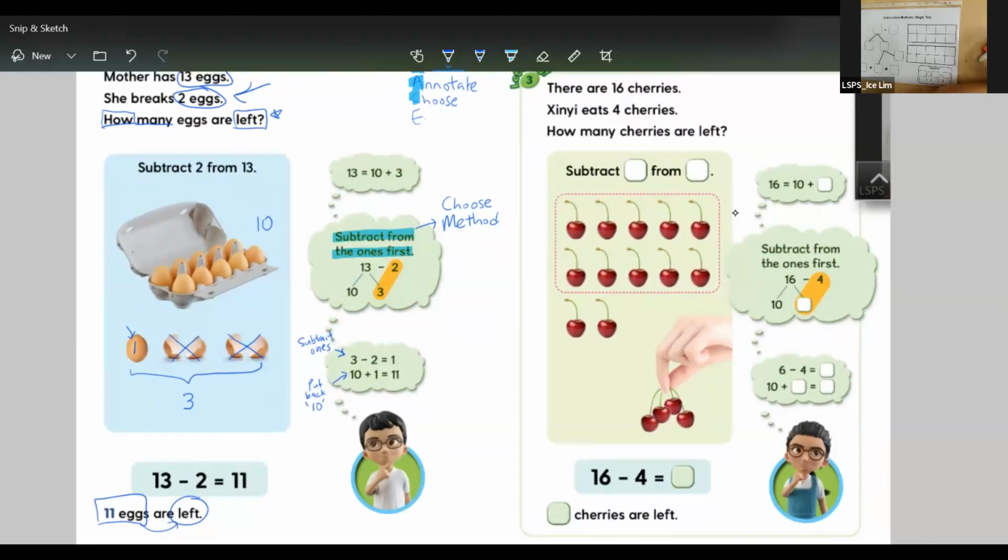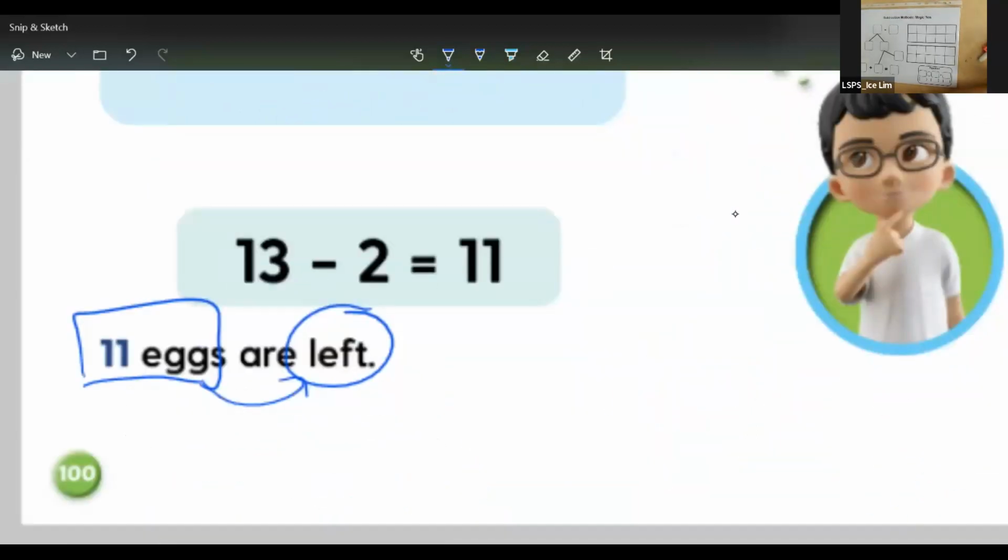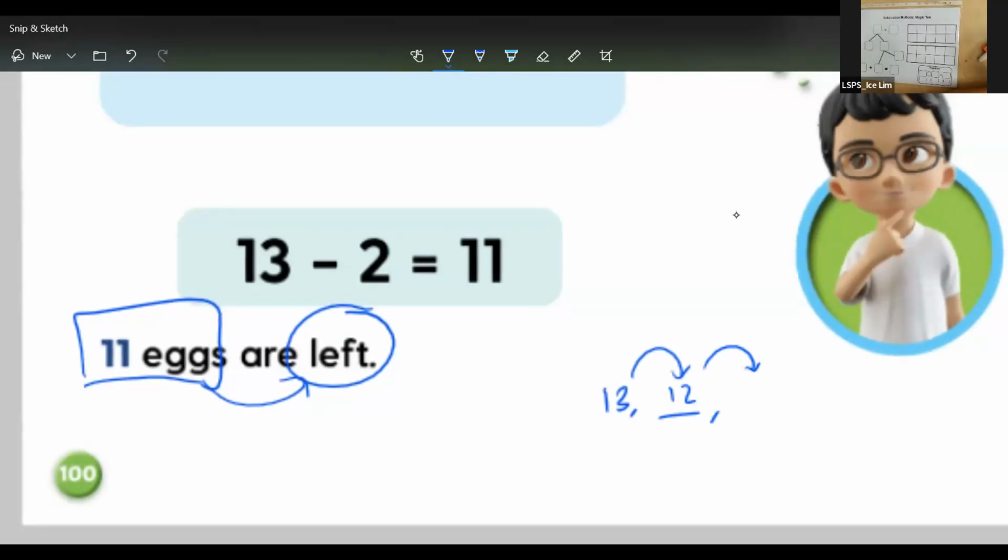Okay, the last one is we can check, evaluate, means to check. Means I can check if I did correctly. So I can check by counting backwards. For example, I know 13, I can count back 12, count back 11 for minus 2 to check that the answer is correct. So that is the last step.